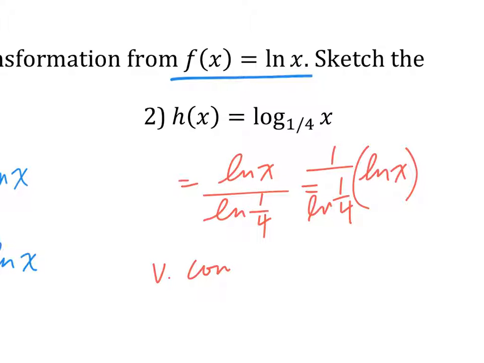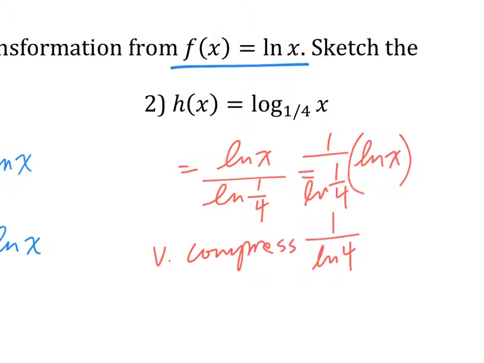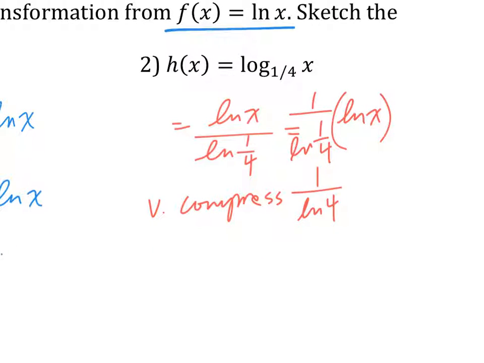Yeah, compressed by 1. But what? By what? Sorry. 1 over 4. No, it's going to be 1 over natural log 4. And then that 1/4, actually we need to split it, so it's natural log 1 minus natural log 4. So then the other part is reflect x-axis.